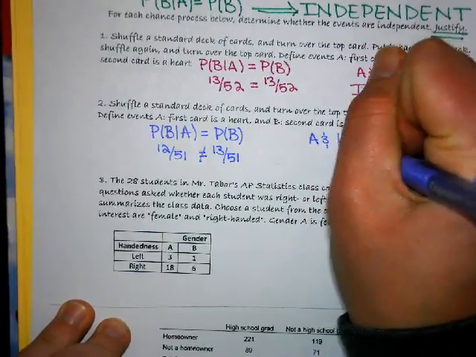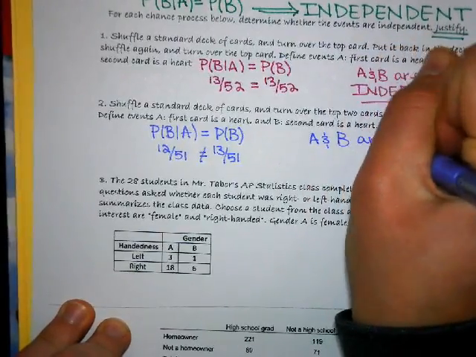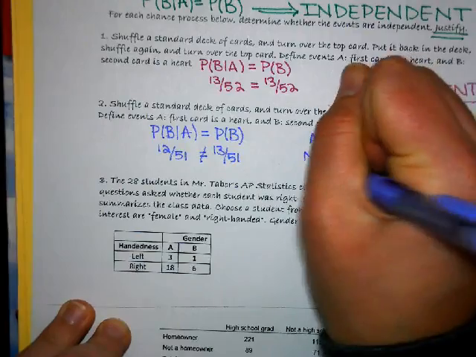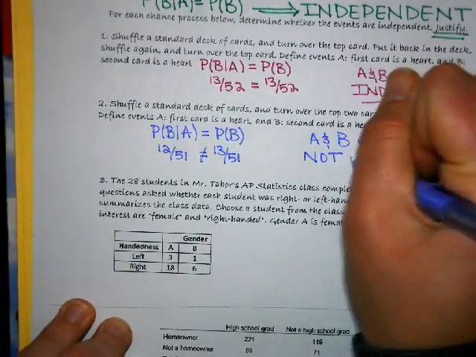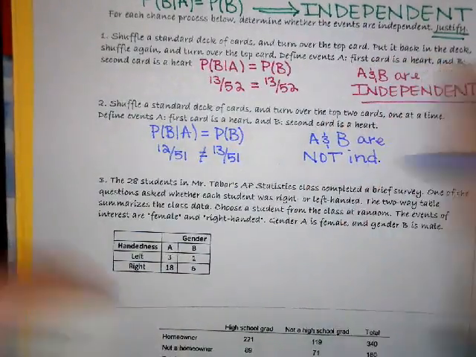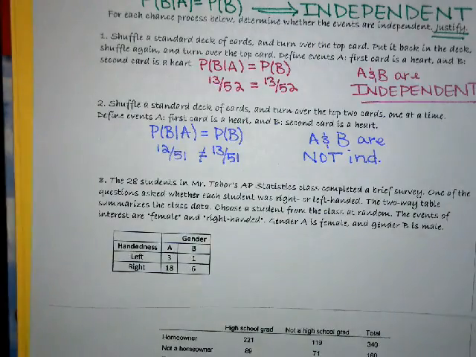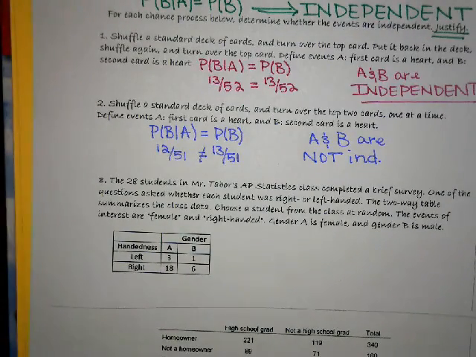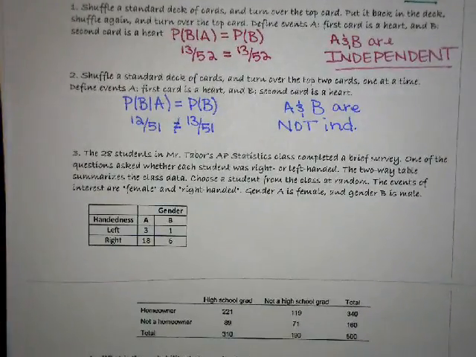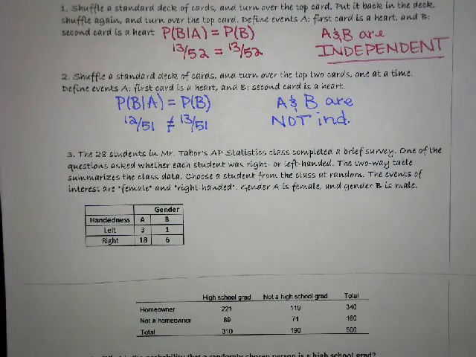Now, of course, cards are not the only type of questions you need to be able to determine independence with. So we're going to look at a two-way table for this one. The 28 students in Mr. Tabor's AP Statistics class completed a brief survey. One of the questions asked whether each student was right or left-handed. The two-way table summarizes the class data.